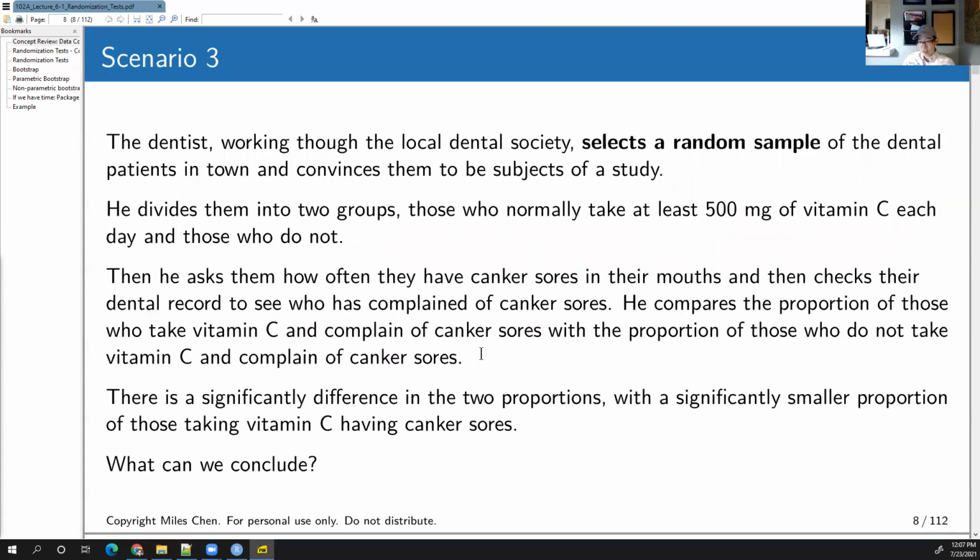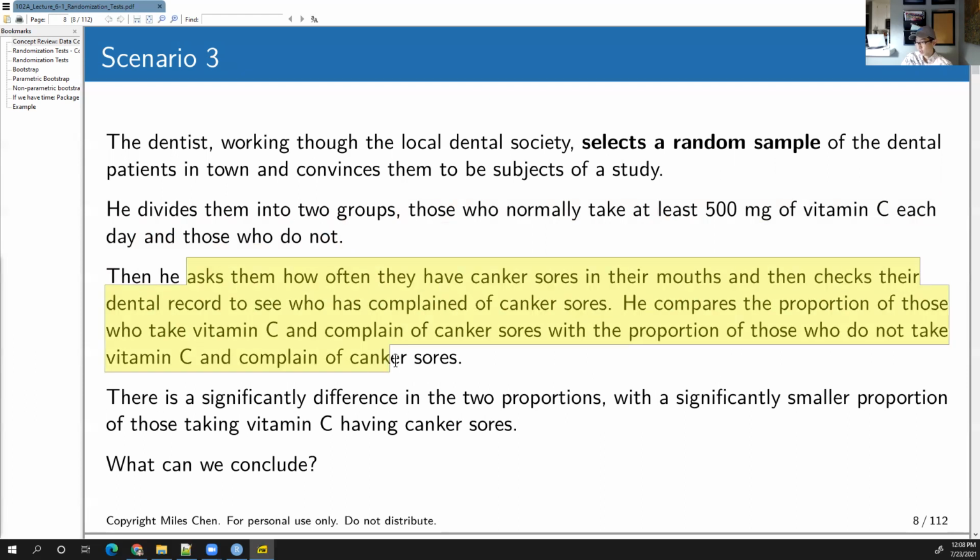Okay. So continuing to work with this, this time we're going to select a random sample of dental patients in town. So we're able to obtain a random sample of the dental patients in town, and we get them all to participate in the study. And here we don't do random assignment. We just say some take vitamin C on their own accord and some do not. Again, we do our study and we find a difference between the proportions.